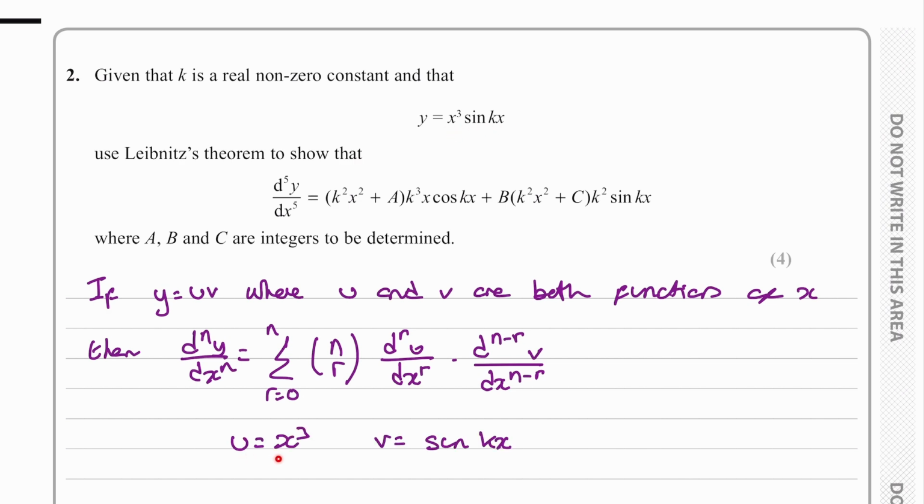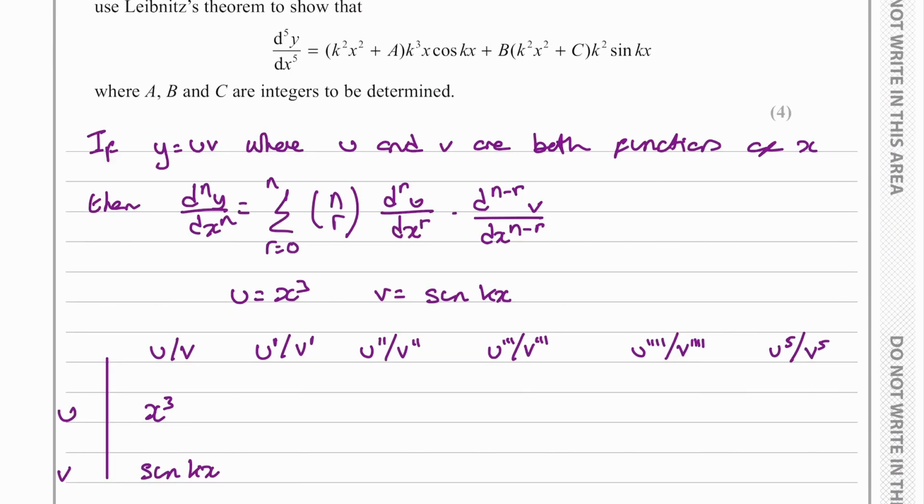So if u is equal to x cubed and v is equal to sine kx, we need to create a table to show the first 5 derivatives of each of these functions of x. So to work out u prime and v prime, we can differentiate x cubed to get 3x squared, and we can differentiate sine kx to get k cos kx. And then for the second derivative, we get 6x and negative k squared sine kx.